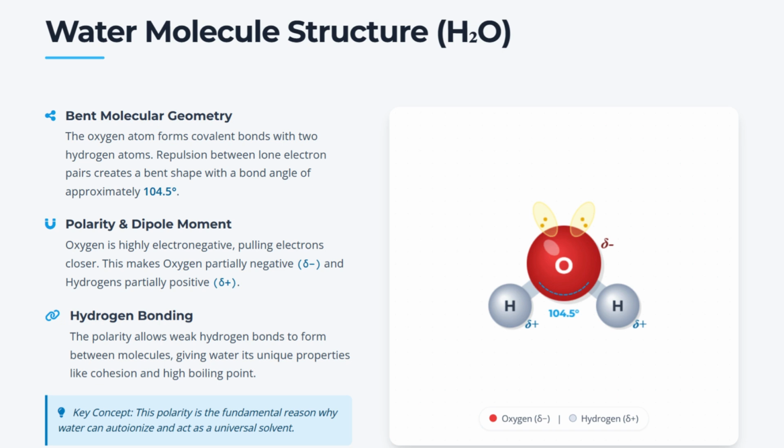A key concept box reminds us, this polarity is the fundamental reason why water can autoionize and act as a universal solvent. It's the heart of the matter. And we have little labels confirming the partially negative oxygen and the partially positive hydrogens. Now let's translate this structure into chemical action.